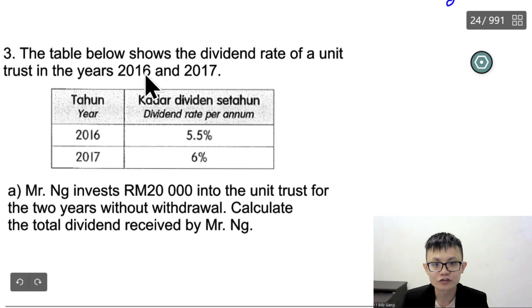The table below shows the dividend rate of a unit trust in 2016 and 2017. Mr. Ng invests 20,000 into the unit trust for 2 years without withdrawal. Calculate the total dividend that Mr. Ng will receive. So he put in 20,000. How much money will he get? The dividend, not the total. So we need to do the first year, get the amount, and then do the second year.